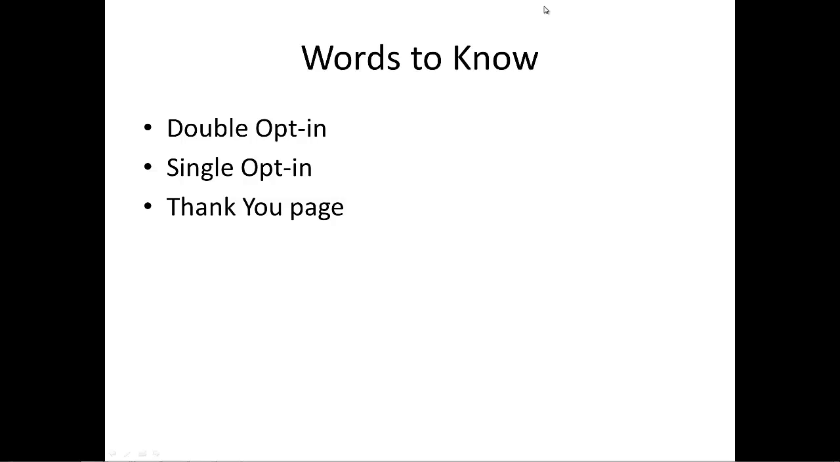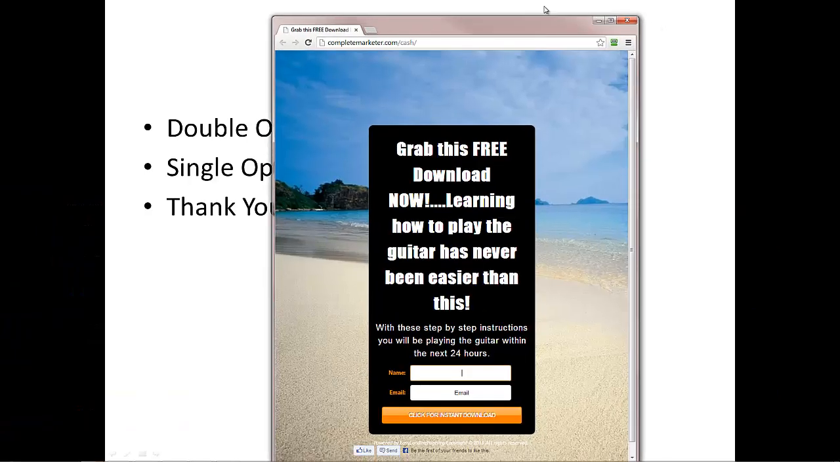All right, guys. So this is what you need to know right now: double opt-in, single opt-in, and the thank you page. You'll get more familiar with those terms as we work our system. What we want to do now is to set up our emails. So let's head over to our GetResponse account.